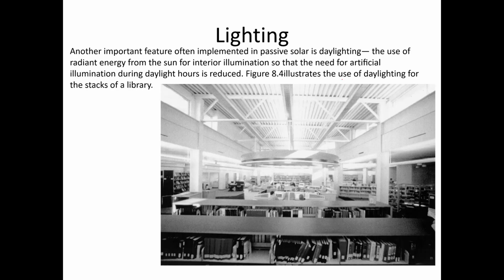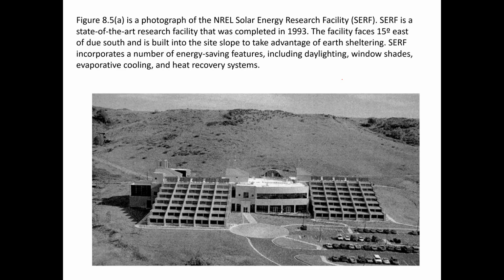Another important feature often implemented in passive solar is daylighting. The use of radiant energy from the sun for interior illumination so that the need for artificial illumination during daylight hours is reduced. So again, this figure here illustrates the use of daylighting for the stacks of a library, for example.